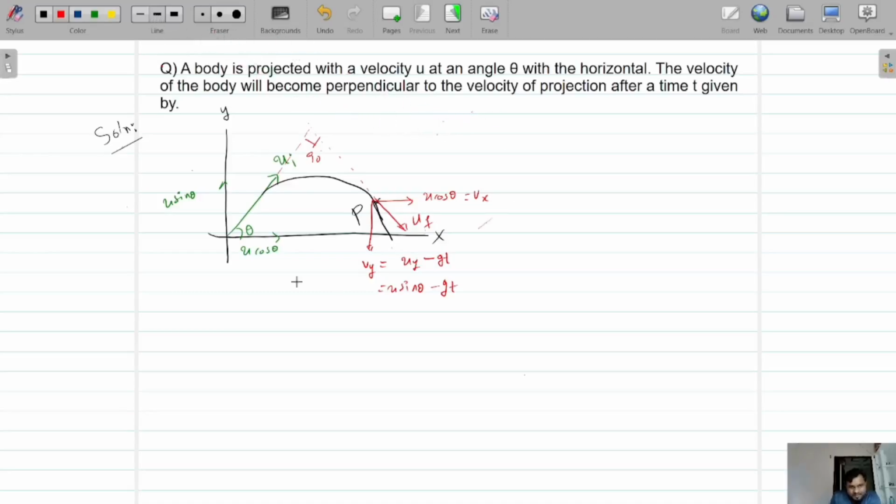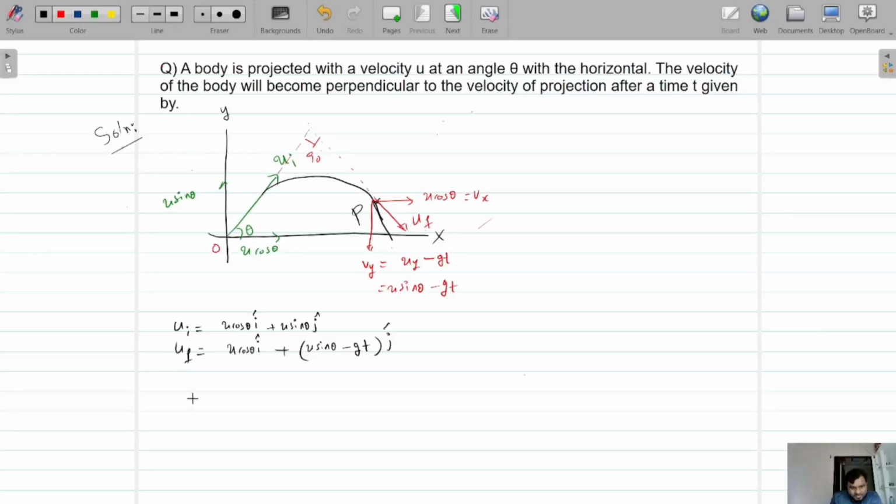Now if I write the initial position vector at origin O, the initial velocity vector ui is equal to u cos theta i cap plus u sin theta j cap, and the final velocity vector at point P will be u cos theta i cap plus (u sin theta minus gt) j cap.